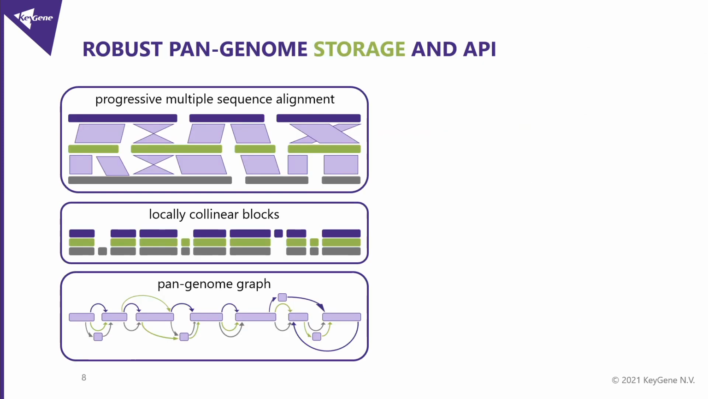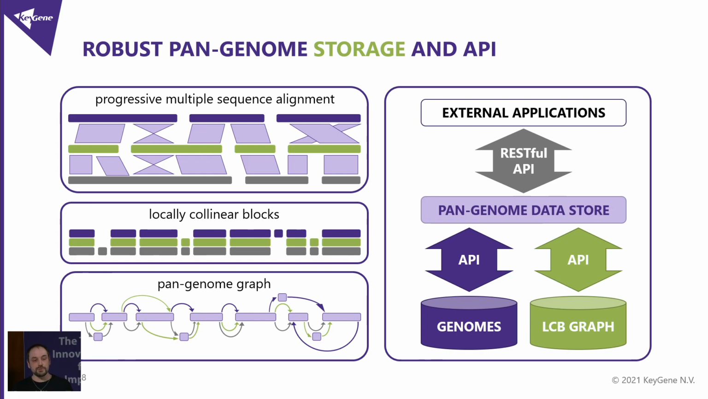Now, we of course also need to store these data. And as I showed previously, this idea of progressive multiple sequence alignment can be drilled down to locally collinear blocks, so LCBs, which are parts that are shared between the genomes, and they may reflect structural differences. Those structural differences you can represent in a graph, where each node is an LCB, a block that is locally collinear between all the genomes, and each edge shows how these blocks are arranged in the different genomes. And so we built an API that stores both these genome sequences and the LCB graph, as we call it, and that allows programmatic access to this pangenome.